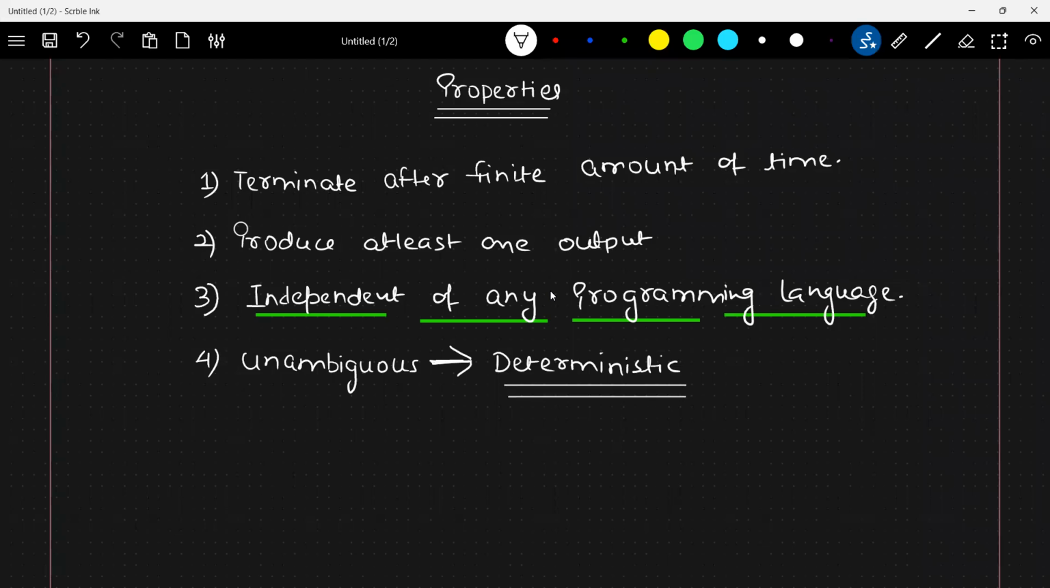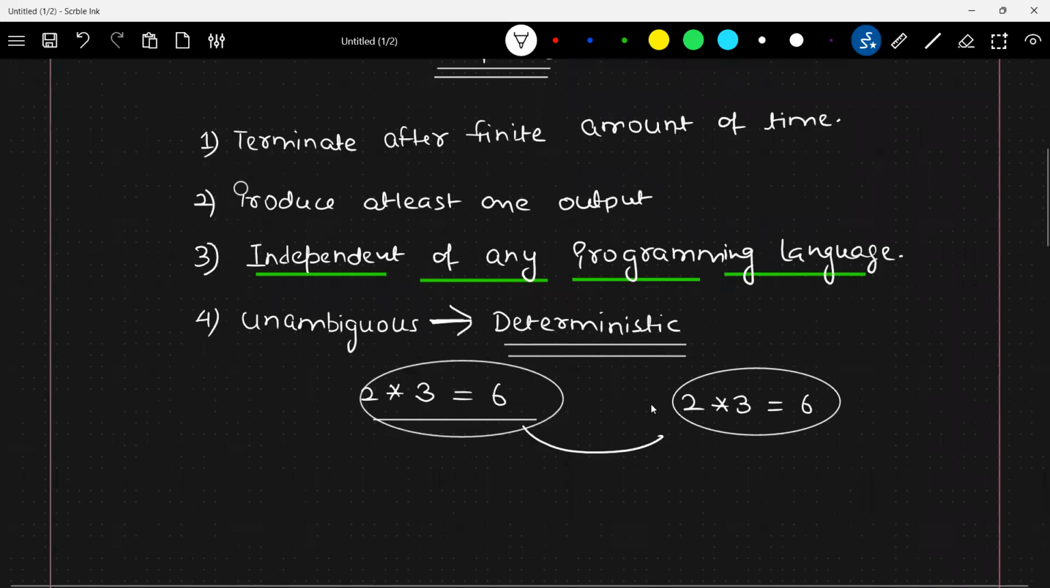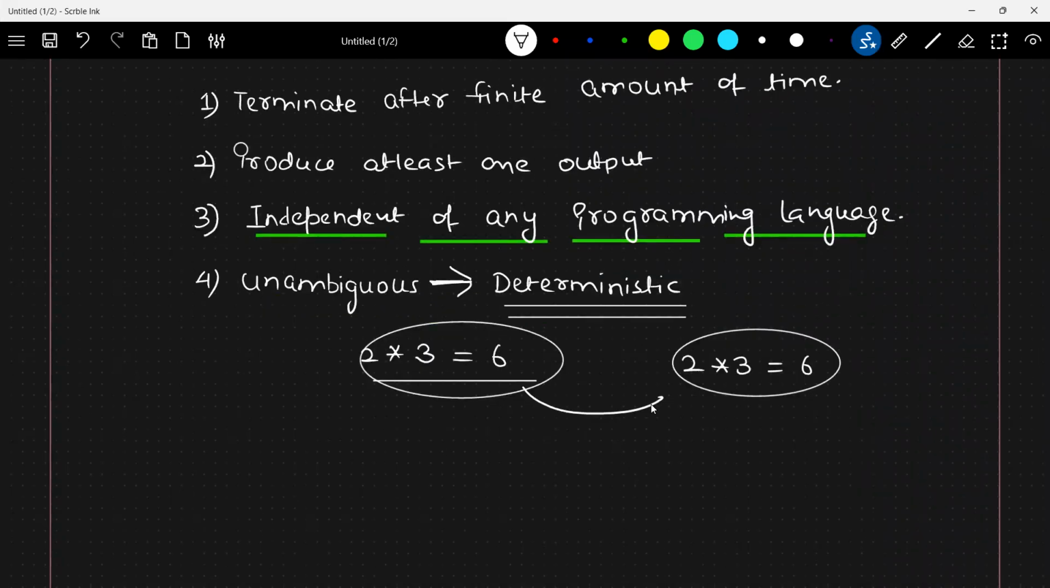What does that mean? For a given input, for example, you have written some code for multiplication of two numbers, and you are taking the numbers 2 and 3. Today you are getting output as 6, which is perfectly fine. Now, if you run the same code two days later, 2 into 3, you should get the same output again. So the output should be unambiguous. Today if I run the code I get the output, and tomorrow if I run the same code I will get the same output. Correct, everyone? If you get the same output each and every time after running your code, then you can say that your code is deterministic. Otherwise, you can say it's a nondeterministic code.